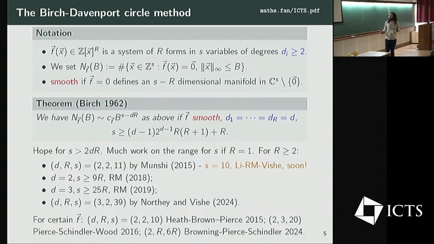Browning, Pierce, and Schindler use, so this was the approach that Tim Browning asked about after Pankaj's talk yesterday, the idea of taking the one-dimensional delta method over a number field and using it to solve a problem over, for example, Q. And in certain cases, this can handle a system of r quadratic forms in as few as 6r variables.